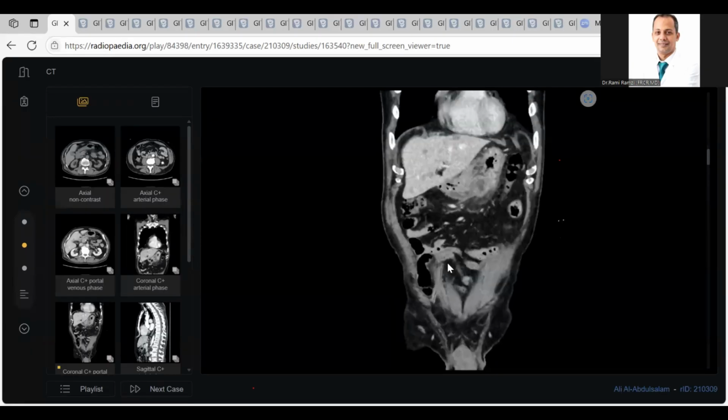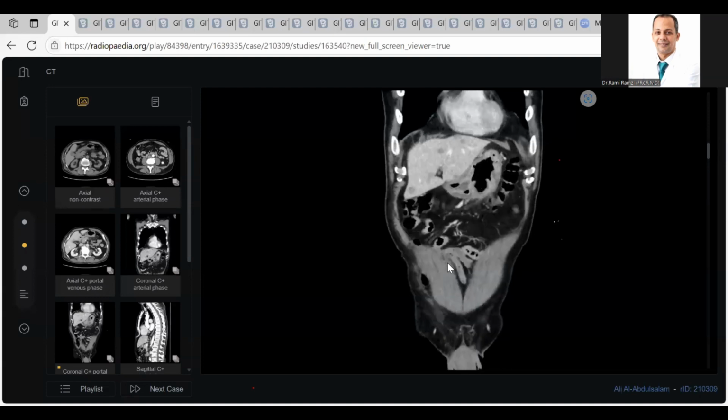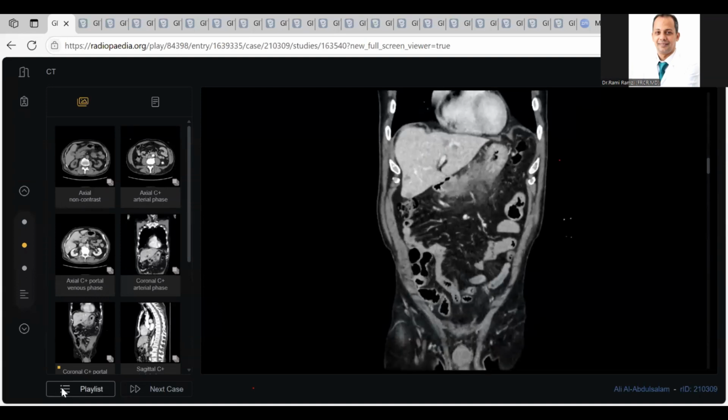See, this is not acceptable. There is a mass here, a lesion here.